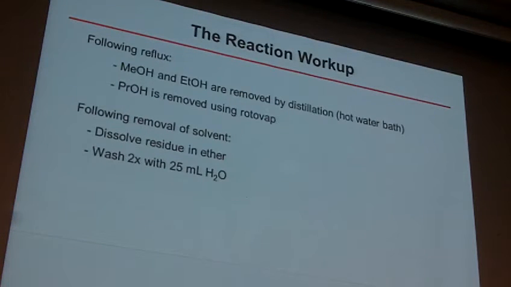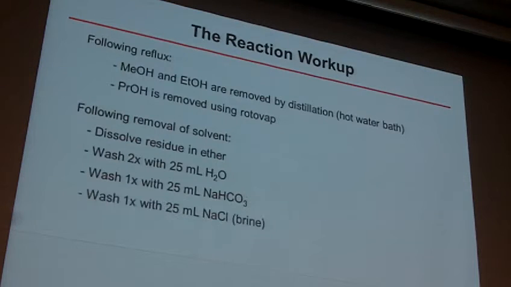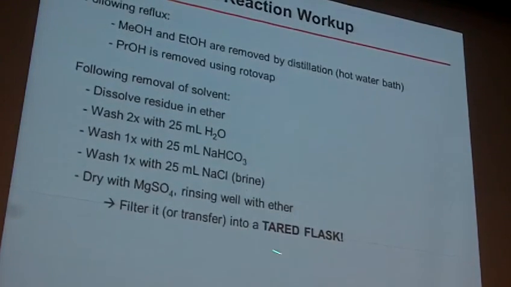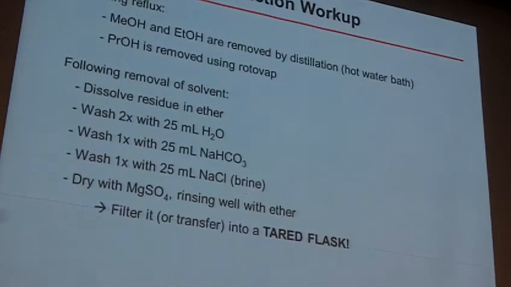Okay, so you wash it twice with water. Then you wash it once with a sodium bicarb solution. So we put a little bit of a weak base in there. Then you wash it once with 25 mils of a brine solution. This is like a witch's brew here. Okay. After that, you've got your ether layer. Then you dry it with magnesium sulfate. Okay. You can rinse it well with ether as you filter it into a tared flask. Okay. It's a good habit to get into, to always tare your flasks, especially if they're round bottoms that are headed into the rotovap. Okay. But be sure you tare this one. It's going to make your life a lot easier.